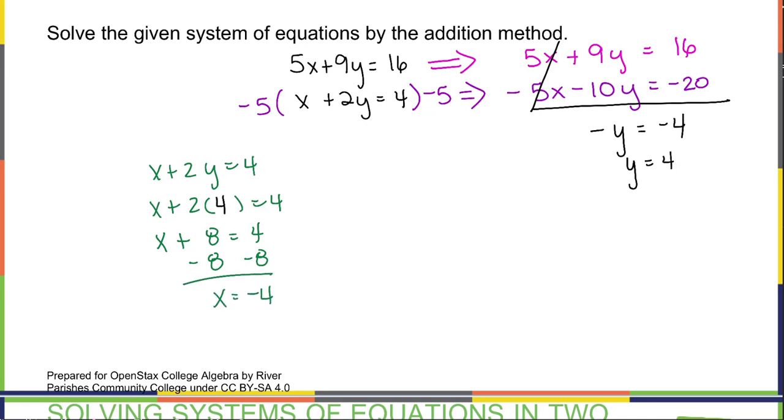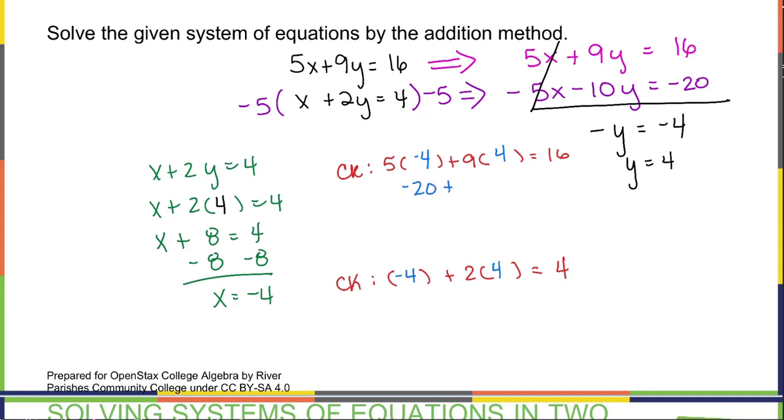Now we have an x and a y, so we can always check our solution at the end. So we'll rewrite the top equation, and we'll rewrite the bottom equation. And then everywhere we see an x, we will put -4, and everywhere we see a y, we'll put 4. Okay, 5 times -4 is -20, plus 9 times 4 is 36. Does that equal 16? It does. -4 plus 8 equals 4. That works too. So that means our answer is -4, 4.